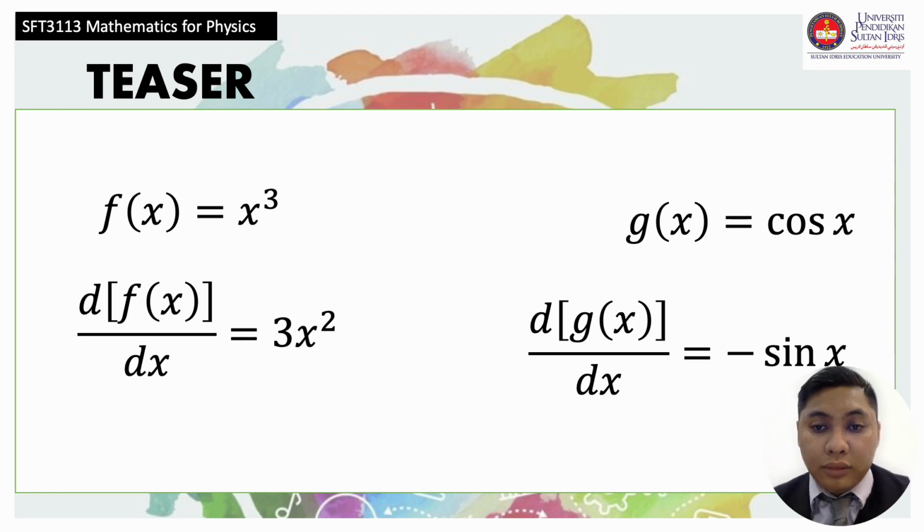If we have a single function, we can just differentiate like in the previous topic. If we differentiate x cubed, we get 3x squared. Then if we differentiate g(x) equal to cos x, we get negative sin x.